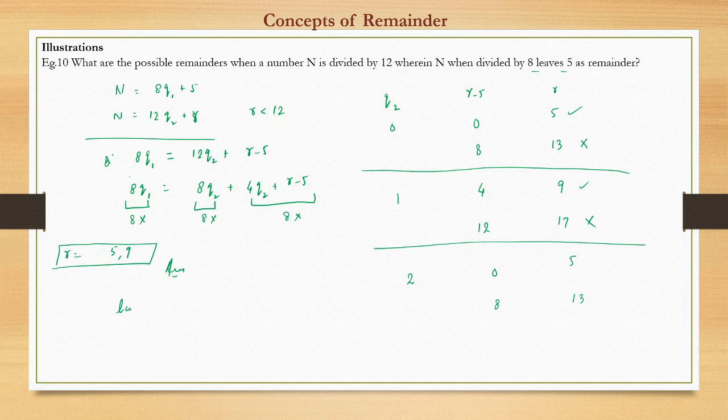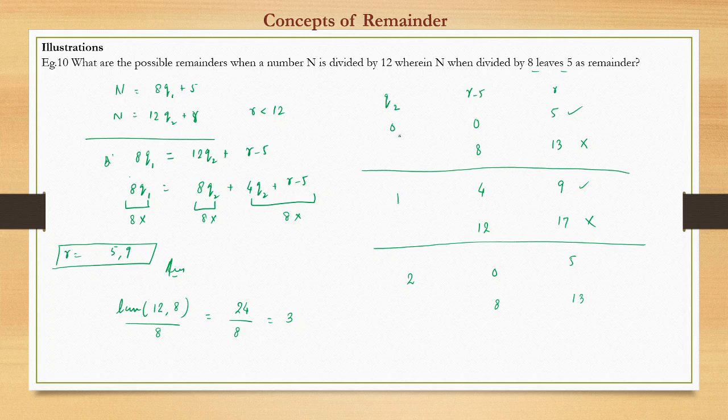Using the formula, it could have been LCM of 12 comma 8 upon 8, right? So this is nothing but 24 by 8. Here it's giving us 3, but here we got 2 only. Let us recheck this again.